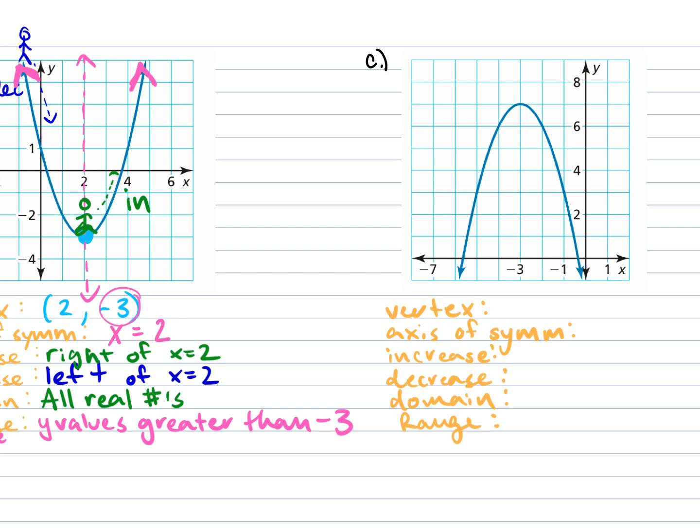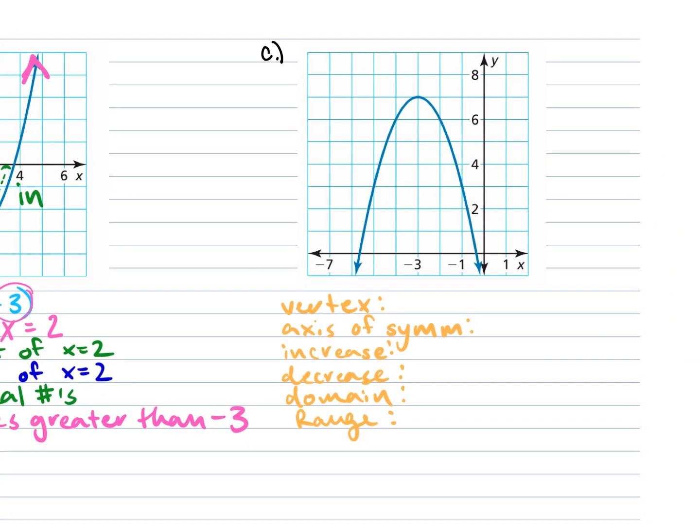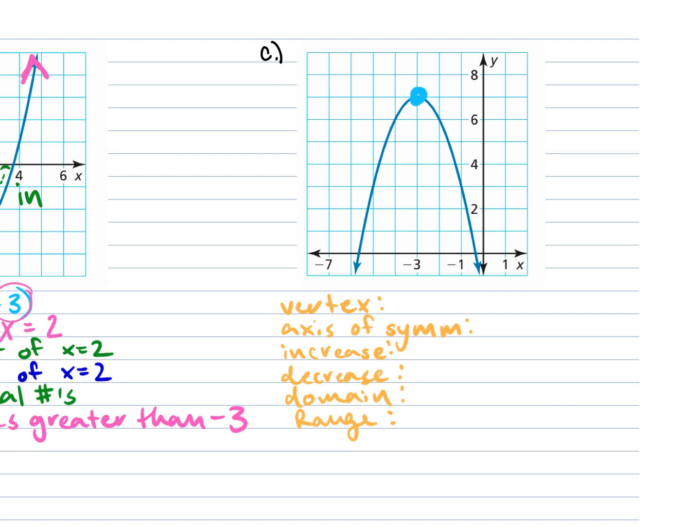So our vertex is either at the highest point of our graph or the lowest point of our graph. Here, since it opens down, it's going to be at the highest point. What is that point? What's the point of our vertex? -3, 7. Awesome. It goes x, then y. We're -3 on the x and up 7. Axis of symmetry is x equals, what is our x value that our axis of symmetry goes through? -3. So x equals -3.